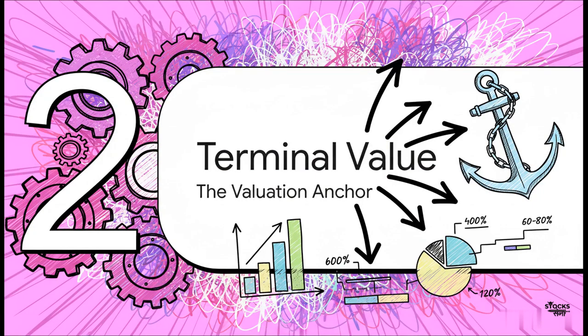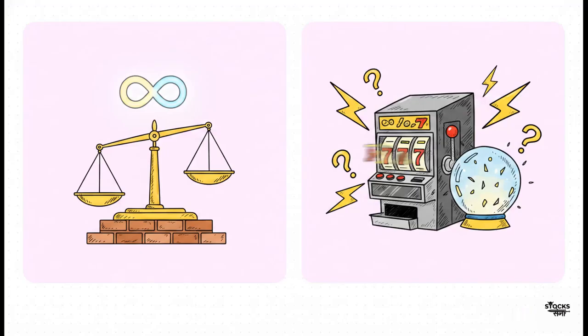Moving on to Section 2, nailing the terminal value. This is, without a doubt, the anchor of your entire valuation. Listen closely here, because the terminal value usually makes up 60 to 80% of your total DCF. So getting this wrong means your entire model is, well, absolute garbage. As an analyst, you really have two choices.